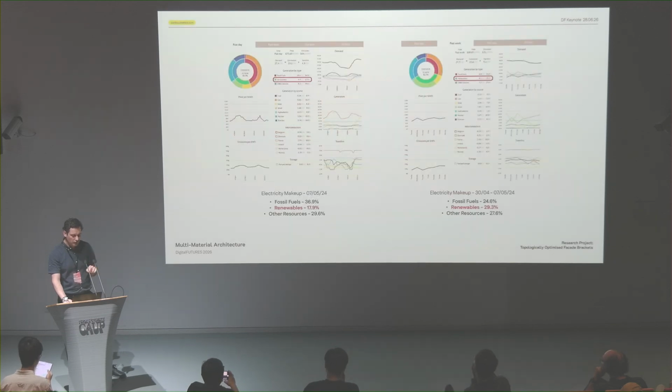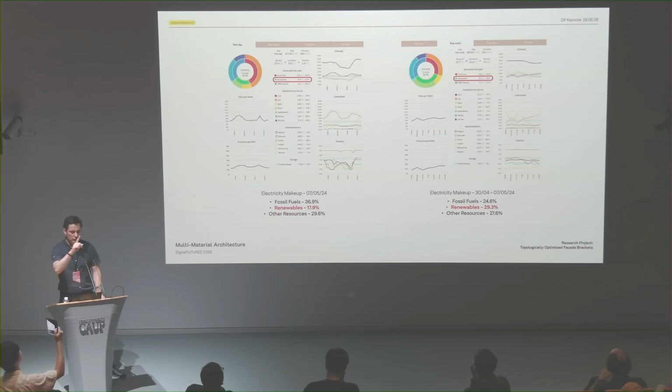But the thing with electricity is that if you look at the makeup of it, it's made up of fossil fuels, renewables, and other sources. But it depends on when you 3D print during the day. So if you 3D print at night, for example, the makeup is different. Or if you 3D print on the weekend, it's different to a weekday as well. So you can see the difference between the 7th of May and the whole period across a month.